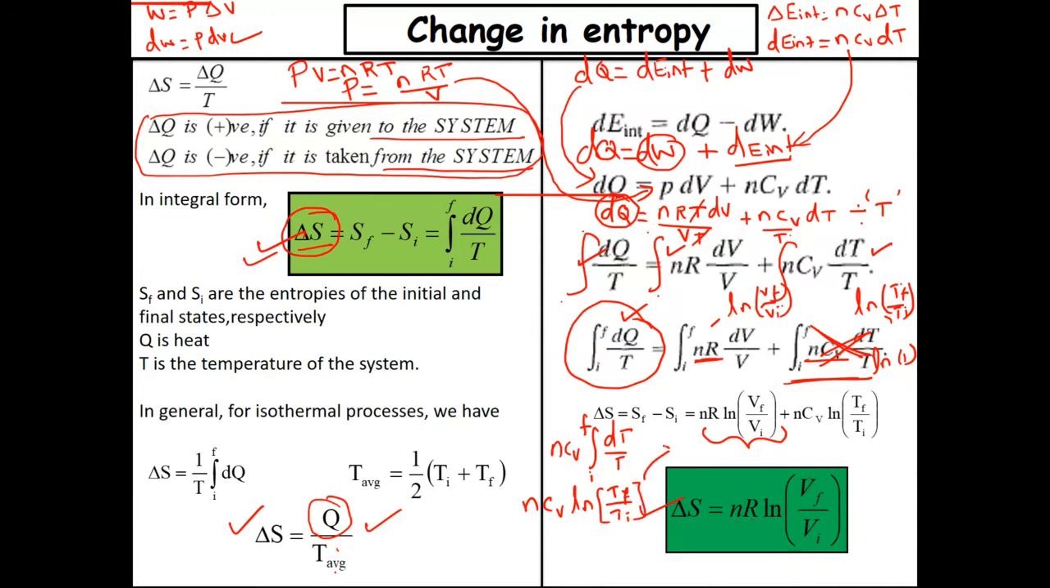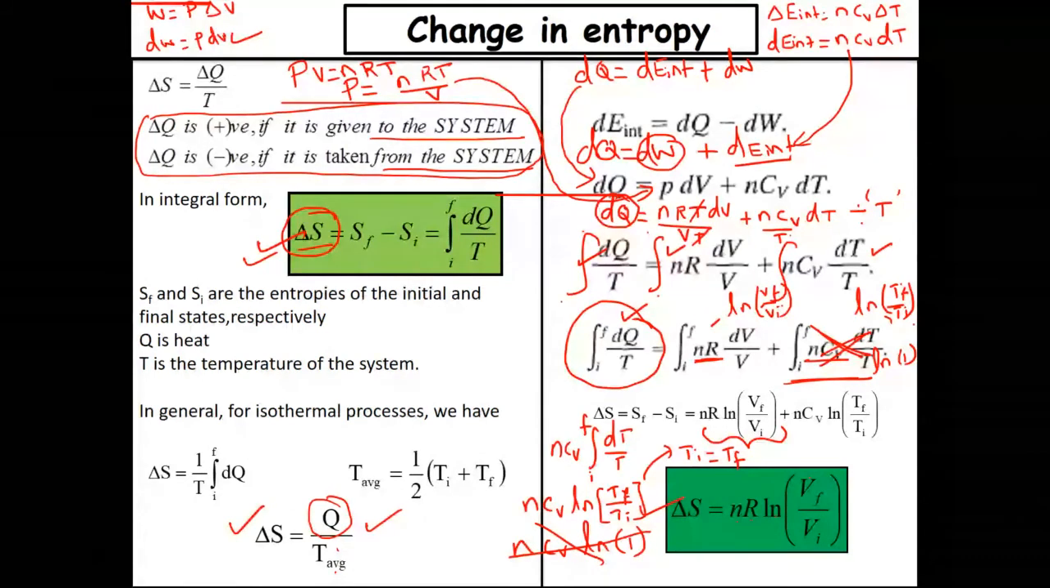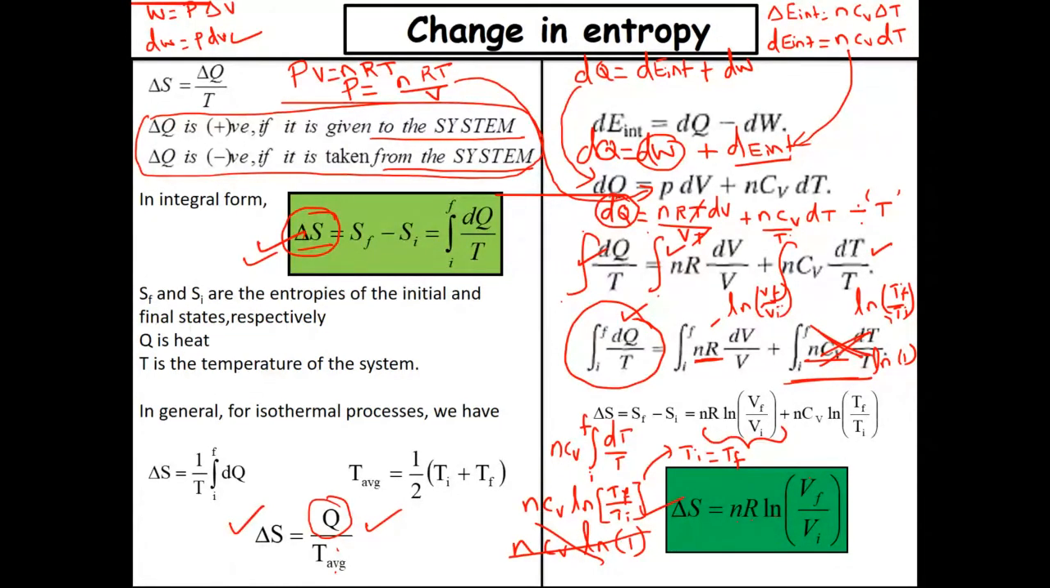If you have the isothermal condition, your initial temperature is equal to the final temperature. So this term becomes nCv natural log of 1, and the natural log of 1 is 0. So all of that term will be gone. That's why the last term of this equation disappeared. Clear? Yes, clear. Thank you.